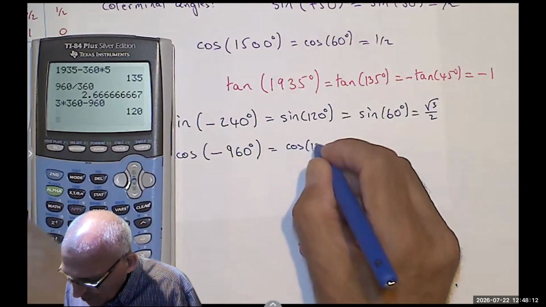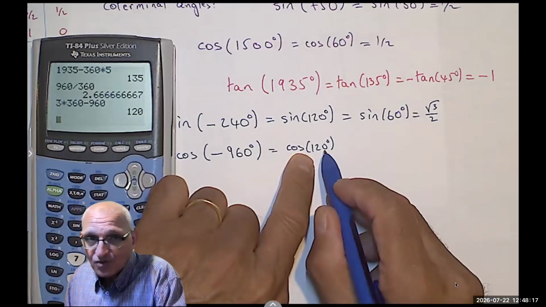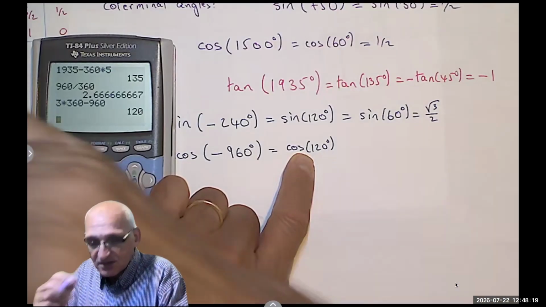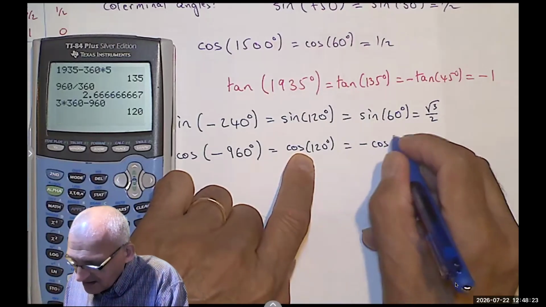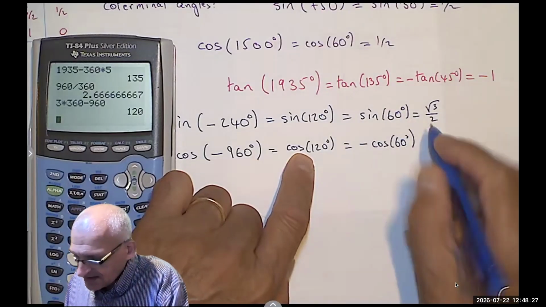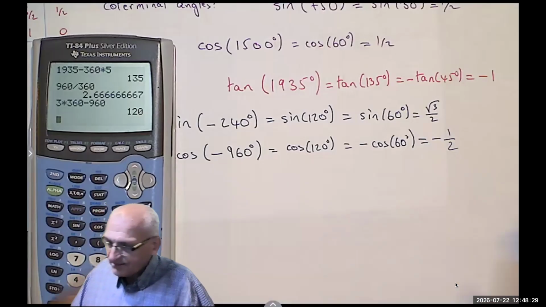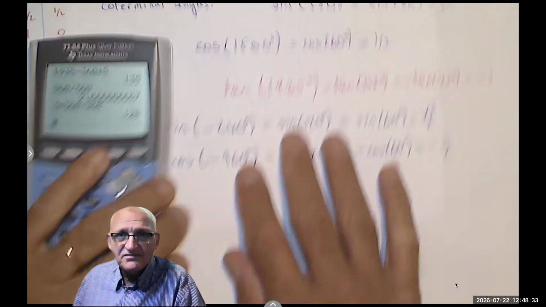Cosine 120 degrees. Cosine in the second quadrant is negative. Only the sine is positive. All students. Okay, so that's negative. Cosine 60, because if it's 120, you get 60, right? Cosine 60 is 1/2, so I get negative 1/2. It's really very easy.